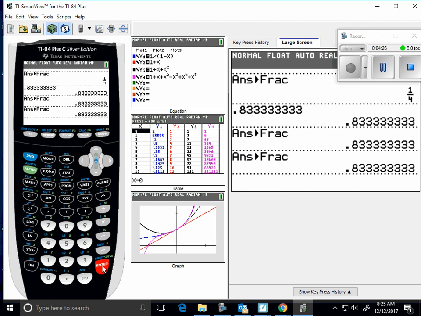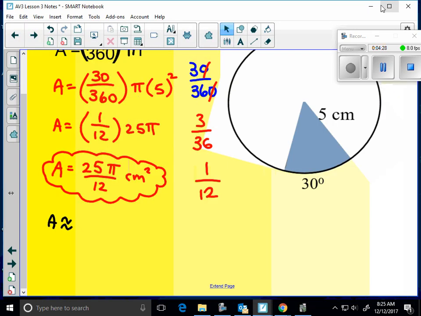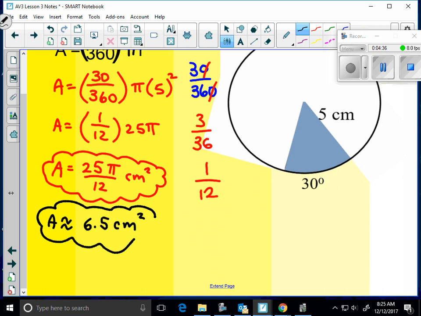Okay, so what's the point? The point is this. I can write this as an exact answer or as an approximate answer. Now, if you're going to use an approximate answer and you're asked for it, you have to use this little approximate symbol, because it isn't equal. It's not exactly 6.5. It is exactly 25 pi over 12 centimeters squared.